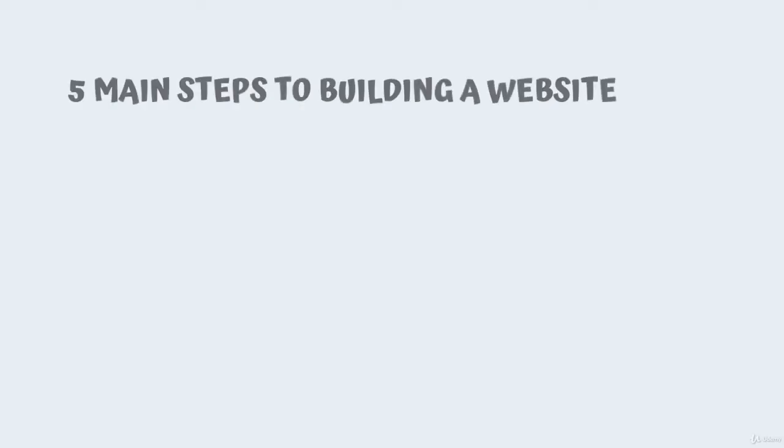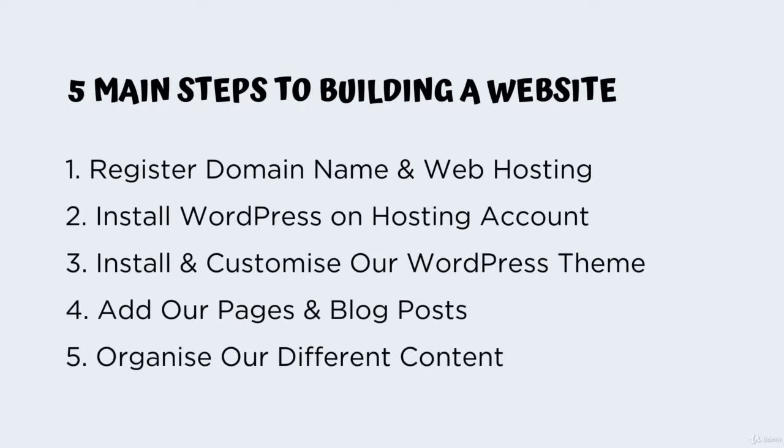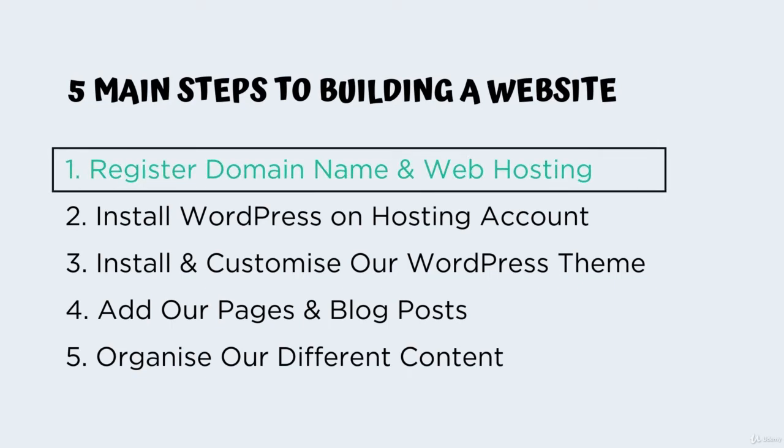Okay, so there really are only 5 main steps we need to follow in order to build a WordPress website like the one we just saw. So first we need to register a domain name and web hosting for our site.